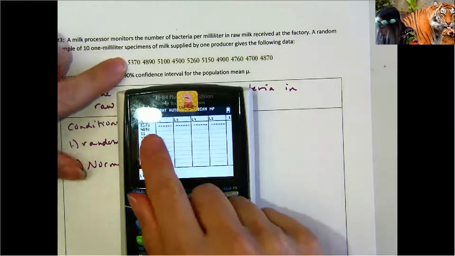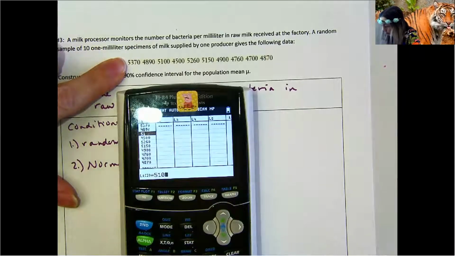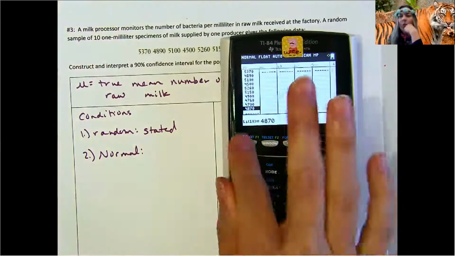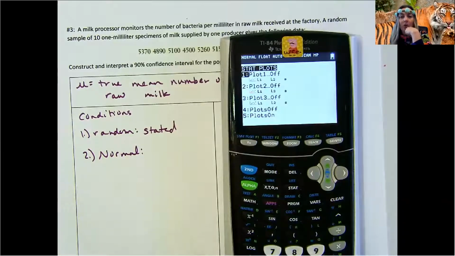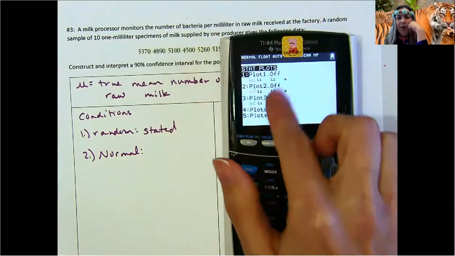All right, let me double check my numbers. Looks good. All right, so once it's all there, we're going to head over to second Y equals to look at a graph. Notice right now all my plots are off. That's good. You can only graph one thing at a time.